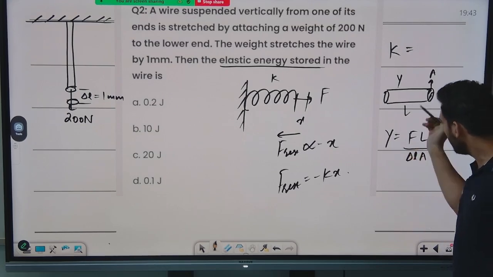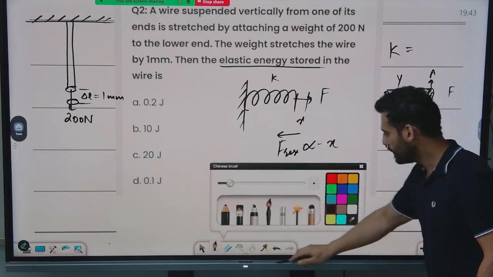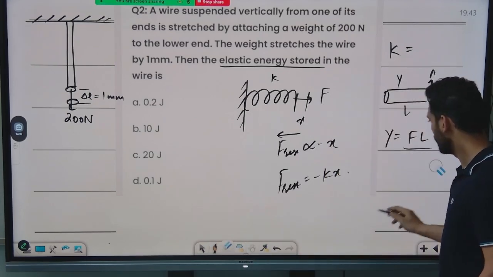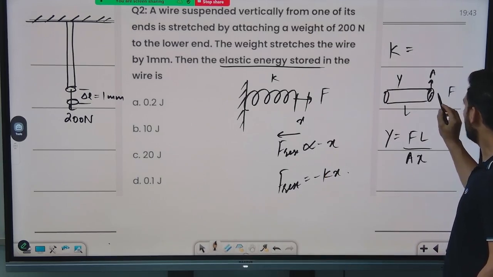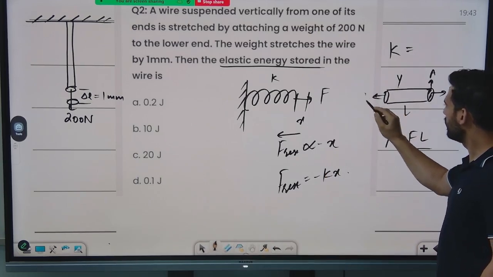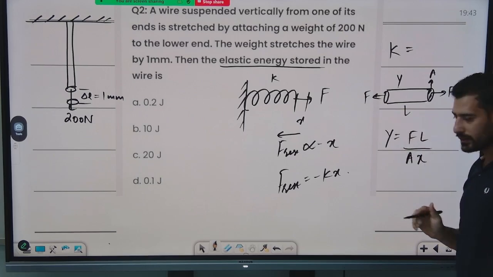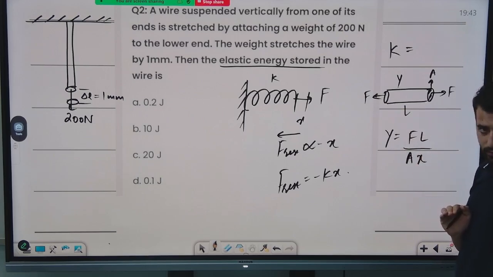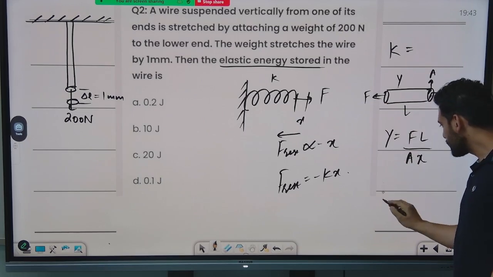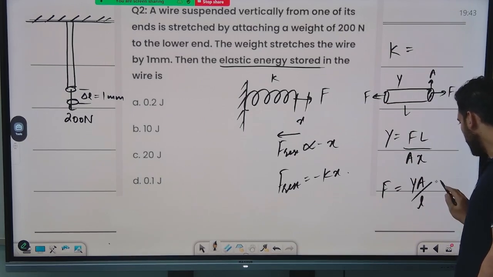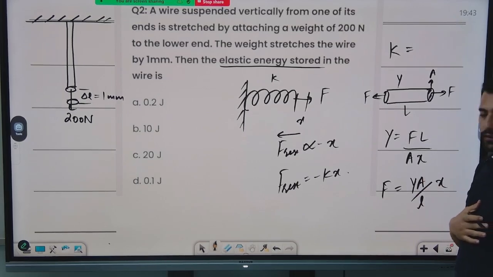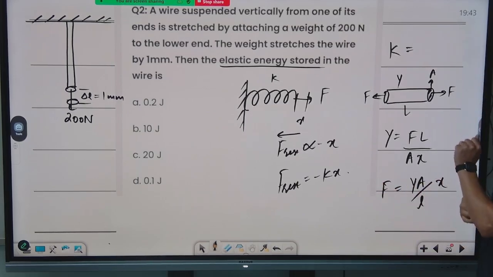So delta L again, for example, in this case, let me keep it X here as well, okay? You are applying some force F. So it stretches by X. Then this will be the expression, right? Correct? So what about this force? This will be equal to YA by L times X. This is the force which stretches it by X, is it?